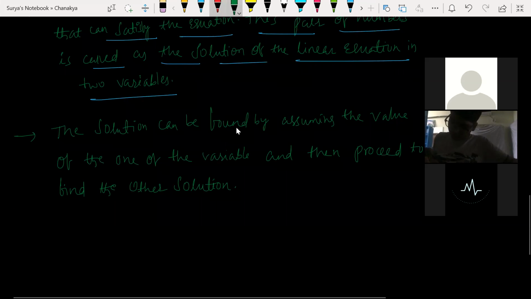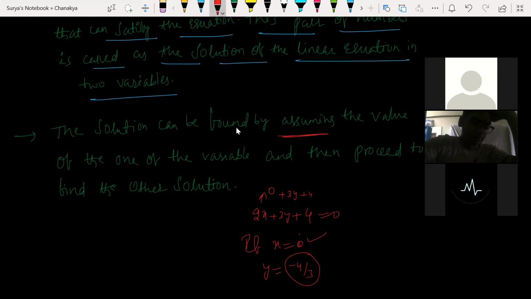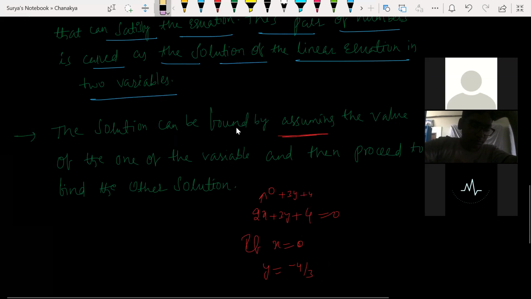You can find the solution by assuming the values of a variable. For suppose I say 2x plus 3y plus 4 is equal to 0. If I assume that x is equal to 0, what is going to be my y value? X is equal to 0 means 2 into 0, 0, plus 3y plus 4. So y is going to be minus 4 by 3. So now I got the x and y values. I can plot (0, minus 4 by 3) on the graph. Getting my point, children? How am I getting this?